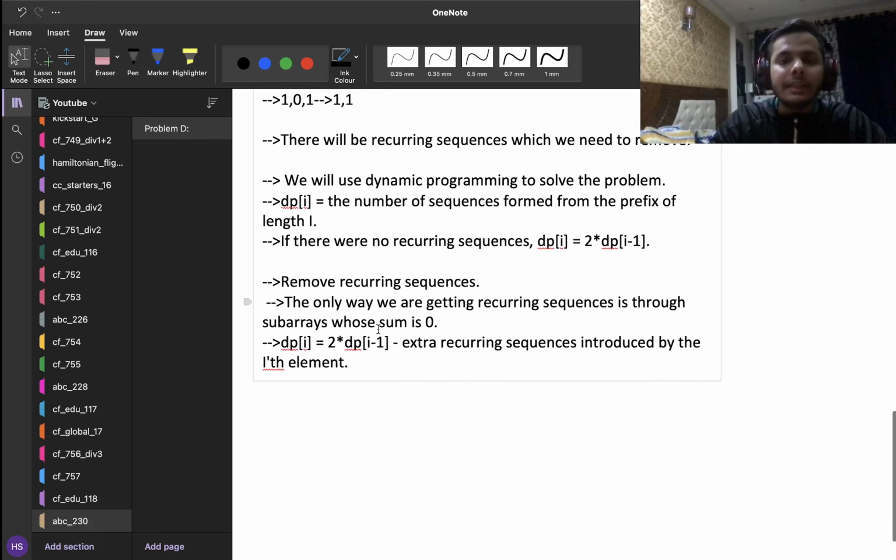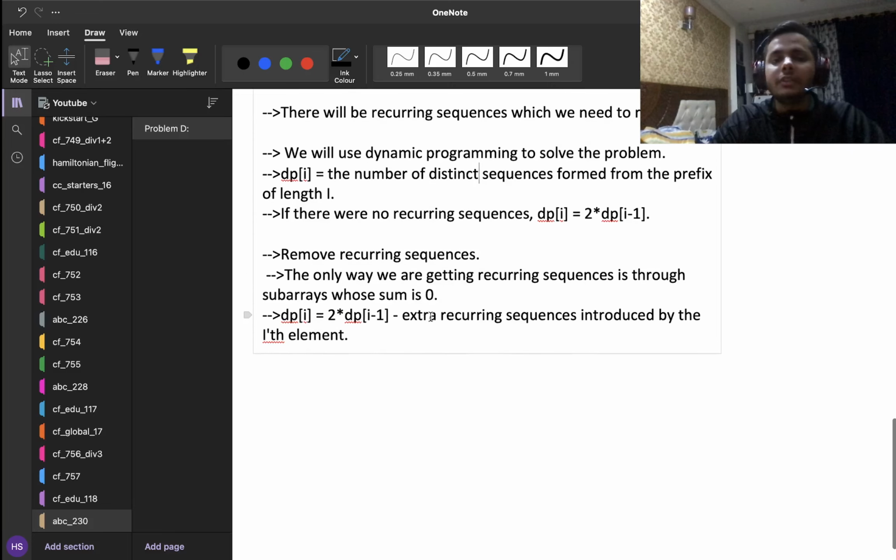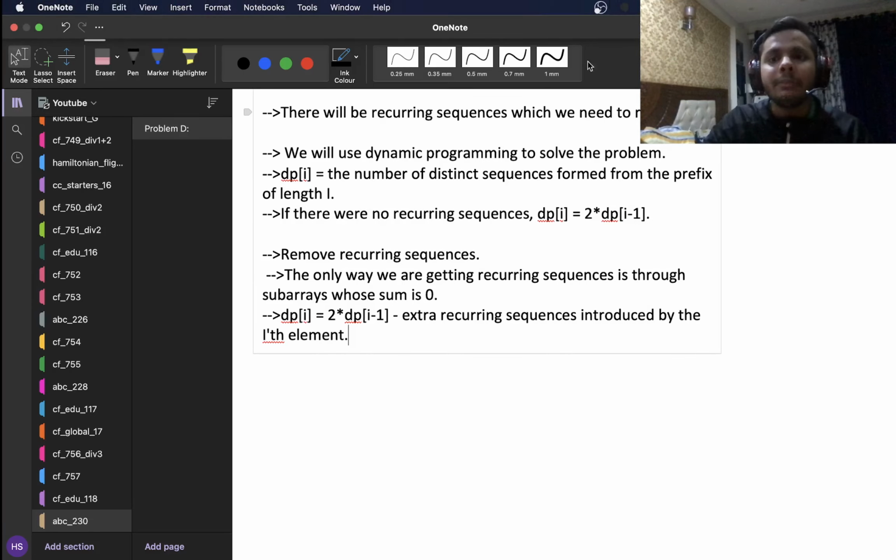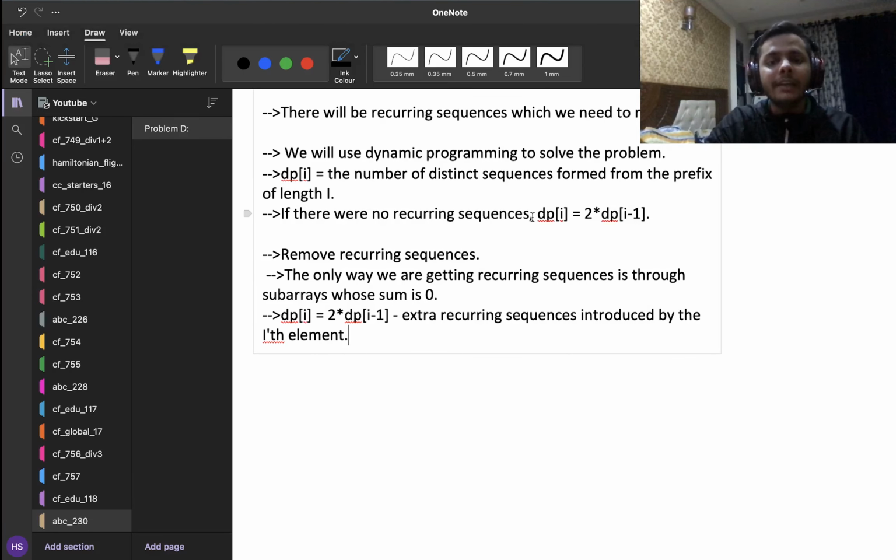And if we do this, then the dp of I will start representing the number of distinct sequences which are formed from the prefix of length I. So first we'll do dp of I is equal to 2 times dp of I minus 1, and from that we will subtract the extra recurring sequences which are being introduced because of the ith element. Okay, great. Now let's see where these extra sequences are getting introduced.